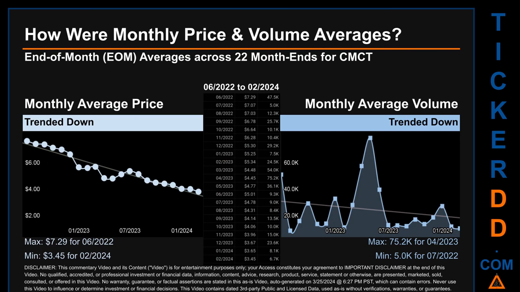The maximum end of month average price was $7.29 for 06/2022, while the minimum was $3.45 for 02/2024. Looking at volume, 04/2023 and 07/2022 respectively saw the highest and lowest monthly average volume at 75.2000 and 5000.